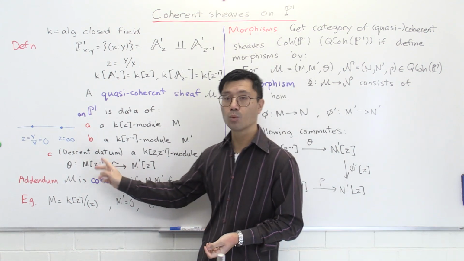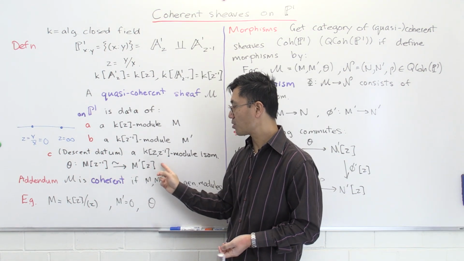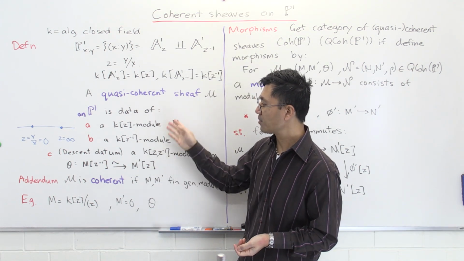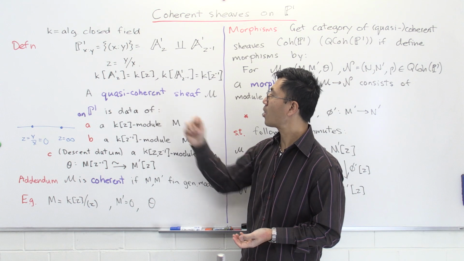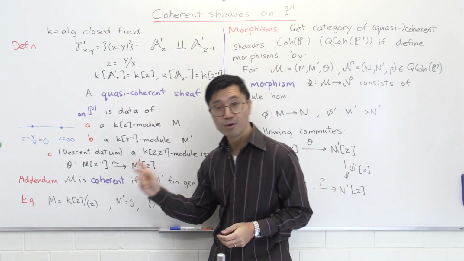And what you want is, this descent datum is just an isomorphism of K[Z, Z inverse] modules, and that will give you, with these three pieces of data, a quasi-coherent sheaf M on P1. Okay, so what's a coherent sheaf?